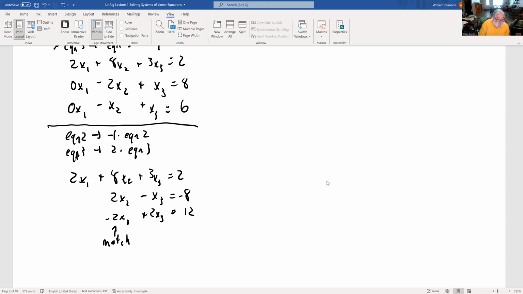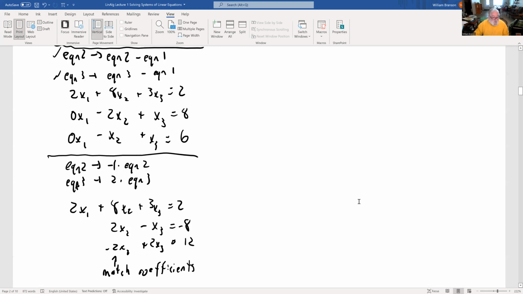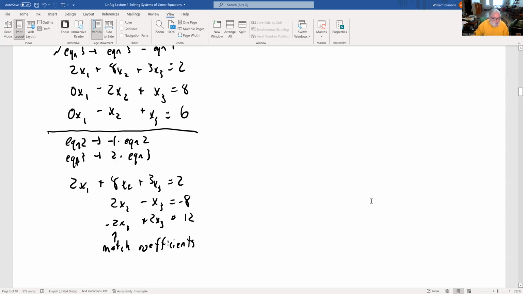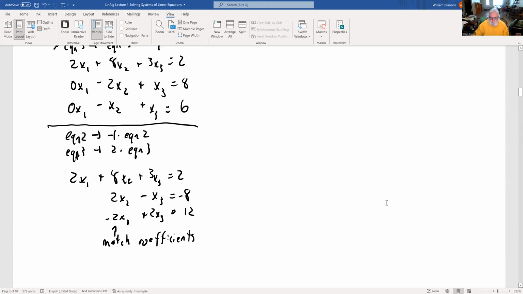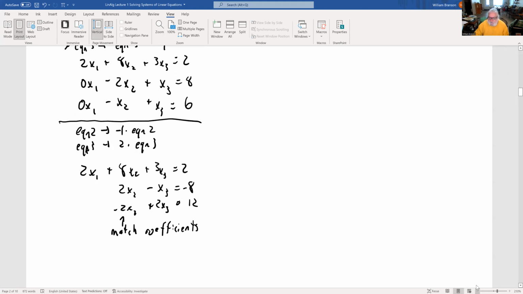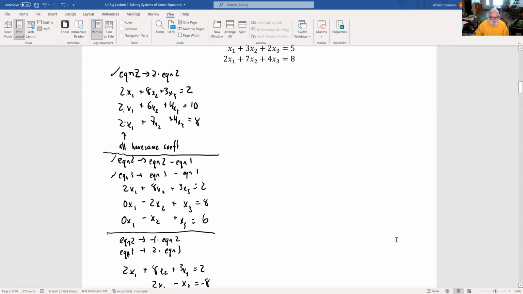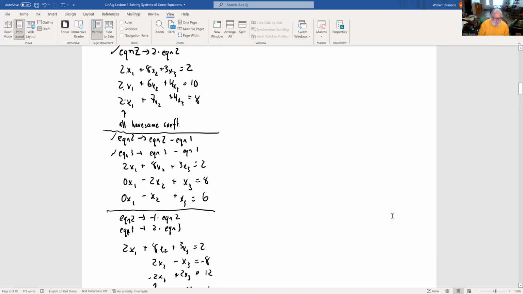Right, and again, I'm trying to match the coefficients now in the x2. And so I can finish off my system by saying, let's replace equation 3 by equation 3 plus equation 2. And I'll zoom out a little bit so I don't have to scroll up and down to rewrite stuff. So we will take equation 3, and we replace it by equation 3 plus equation 2.